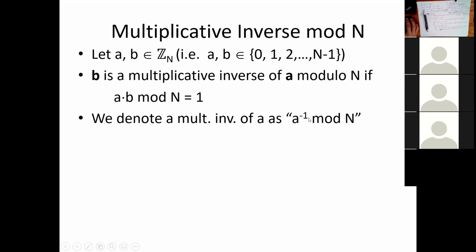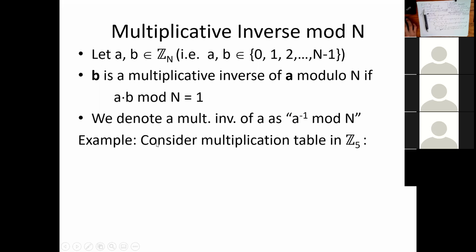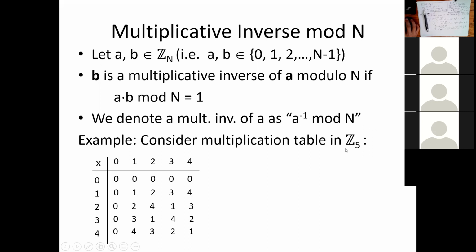If you take a to the power of -1 and multiply by a, the two powers -1 and 1 add to 0, so the result is a to the 0, which is a 1. So let's recall the multiplication table in Z5. What is the multiplicative inverse of 2? It's a number such that if you multiply 2 by it, you get a 1. That number is 3. You can check: 2 times 3 is 6, which mod 5 is a 1.